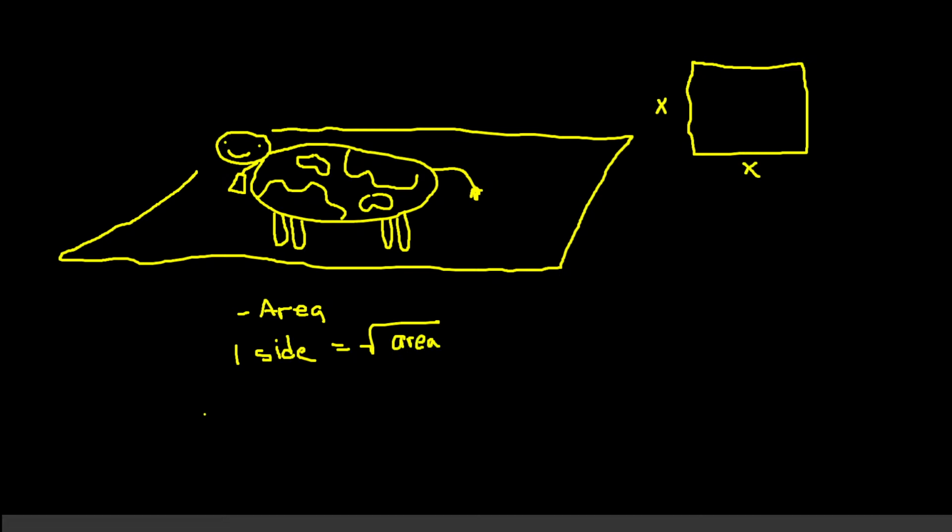And then to get the amount of fence that one would need to go around this pasture, we would just take this one side and multiply it by 4 to get the perimeter of our pasture. So we take our input, we get the square root of the input, we get the side, and we multiply it by 4.